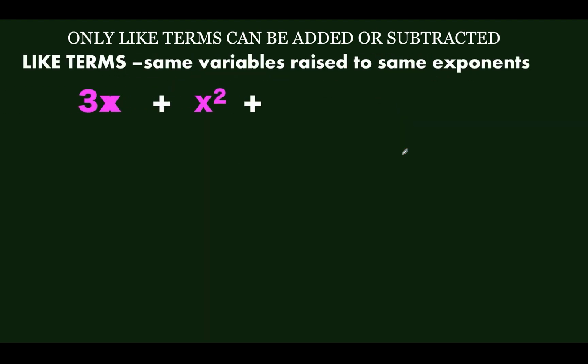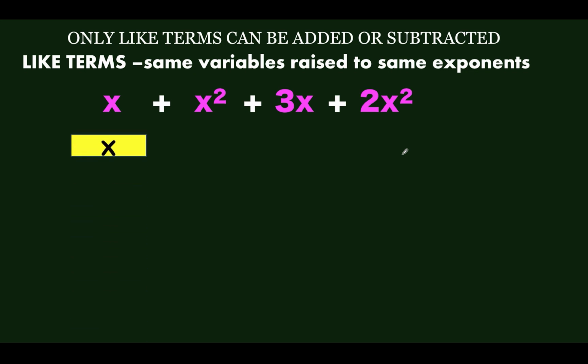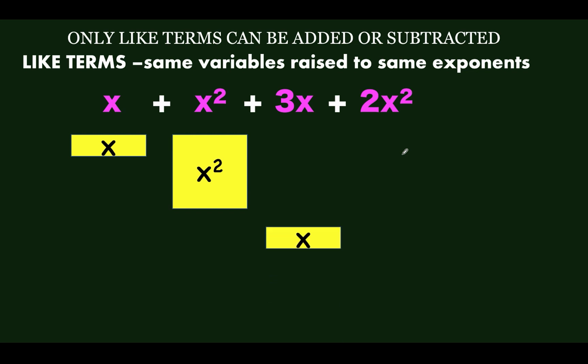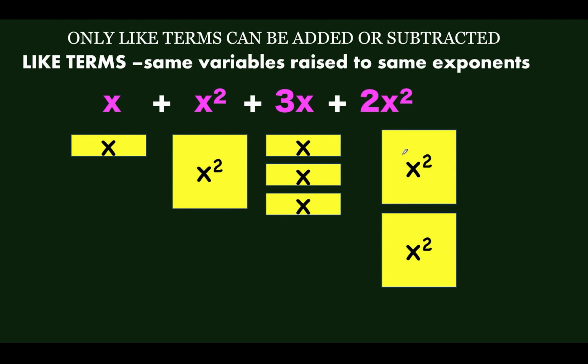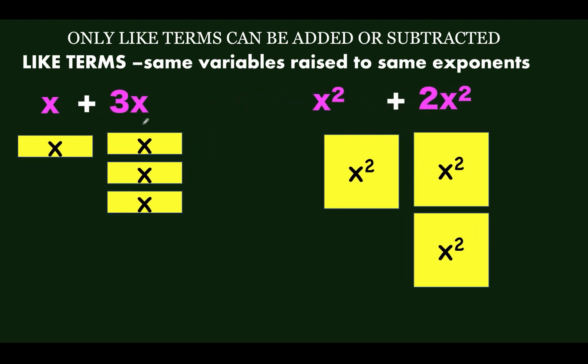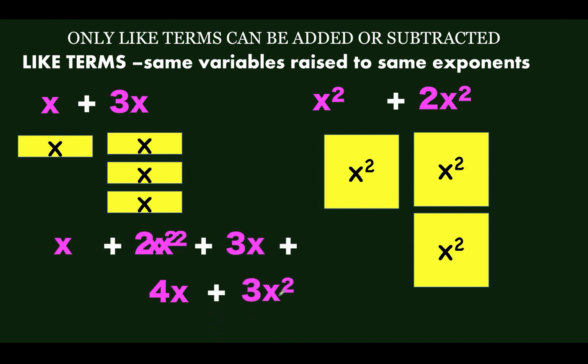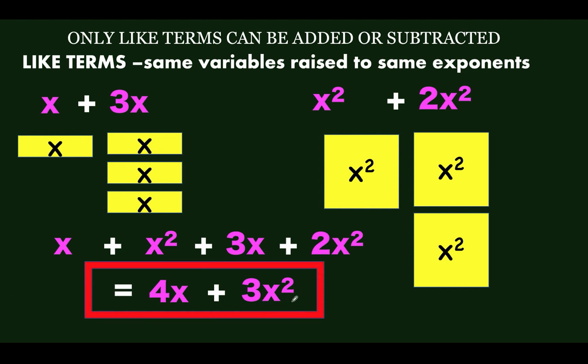Next, if we have x plus x squared plus 3x plus 2x squared, let's visualize them. x is this, x squared is this square, 3x would be 3 of these x's, and 2x squared would be this representation. So again, only like terms can be combined. Therefore, let's rearrange them so that the like terms are together. Like this. So x plus 3x can be combined and the result is 4x. 1x squared plus 2x squared can be combined and the result is 3x squared. And this is now the sum of x plus x squared plus 3x plus 2x squared. So again, our answer is still a binomial because we can no longer combine these two.